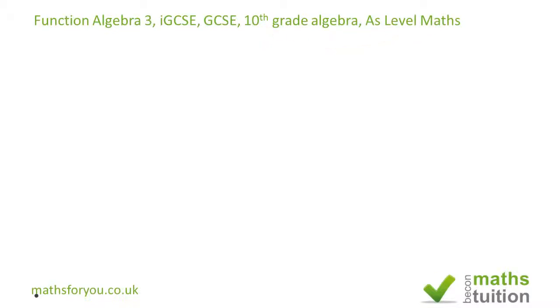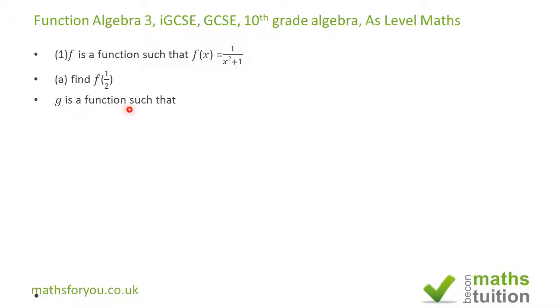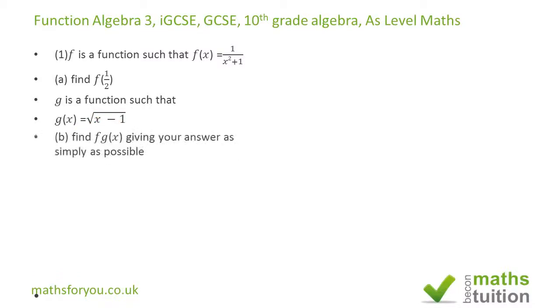Now there are two questions, and the first one says f is a function such that f of x is equal to 1 over x squared plus 1. And the first part says find f of a half. Then it says g is a function such that g of x is equal to the square root of x minus 1. And part B says find f of g of x, giving your answer as simply as possible.